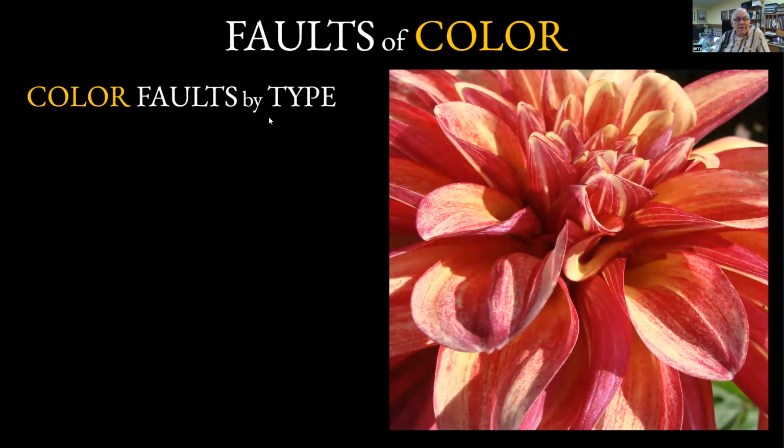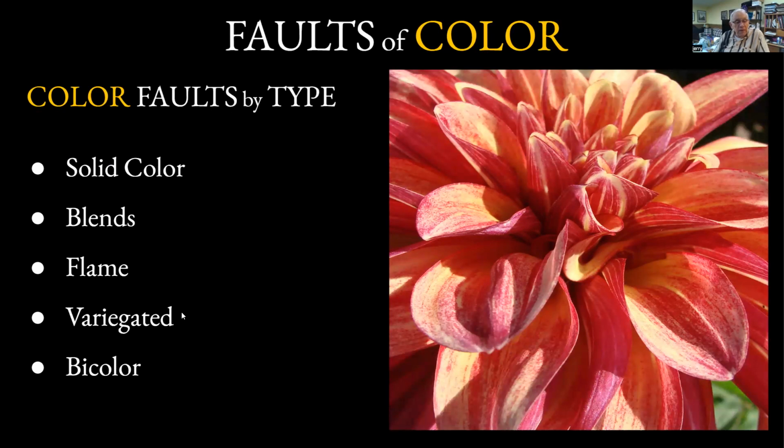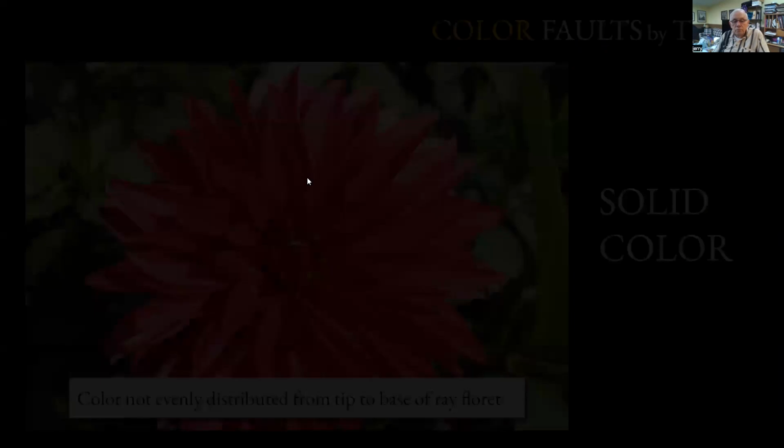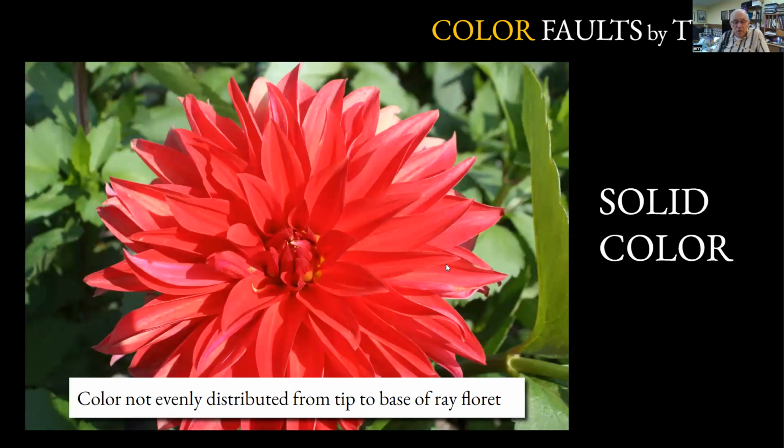Color faults by type. In other words, what would be a fault for a solid color, for blends, for flame, for variegated, and for bicolor. So let's look at the solid color. Do you see here that the color is not evenly distributed? Look here where my cursor is.